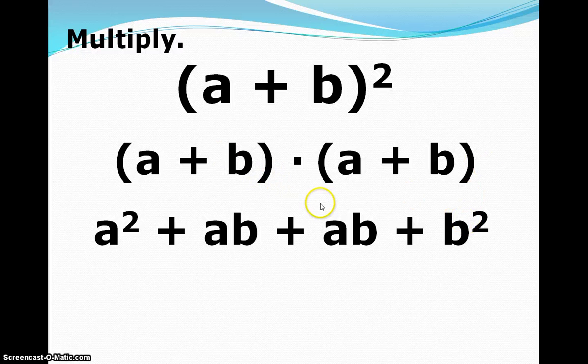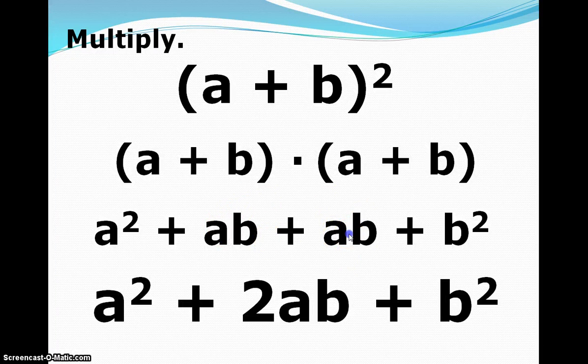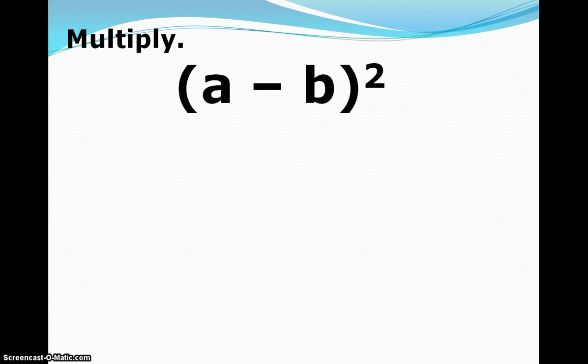Now simplifying on the inside here, we have like terms. We have 1AB here and 1AB here to then make 2AB there. Sorry, I jumped too far ahead. So hopefully you got that. If not, hopefully this is just a good refresher for you. Doing the same thing with the subtraction, so if you want to pause it now and see what you get for the answer there.